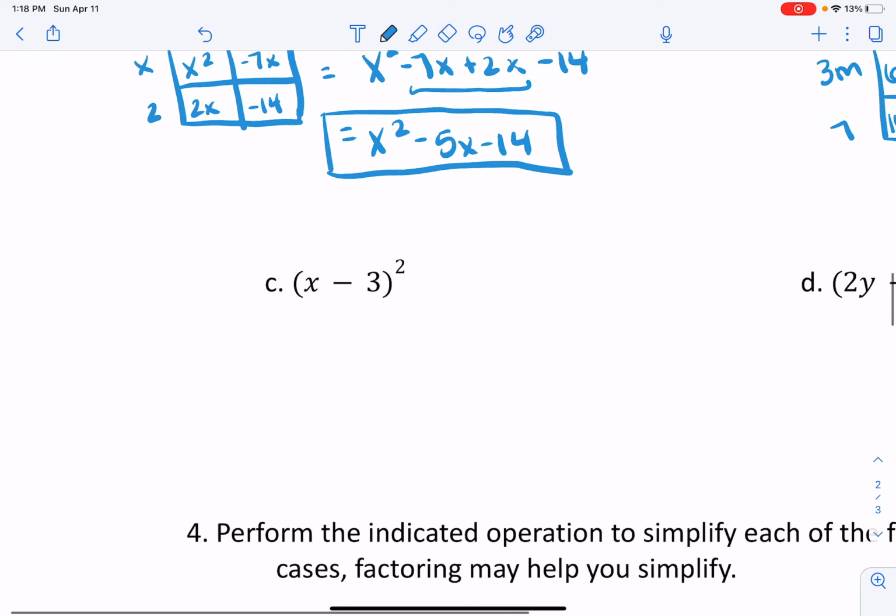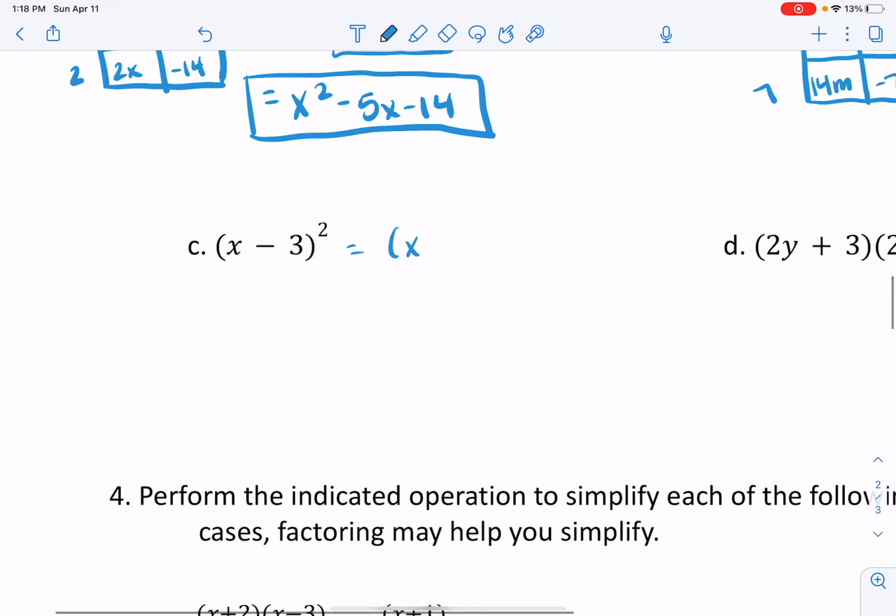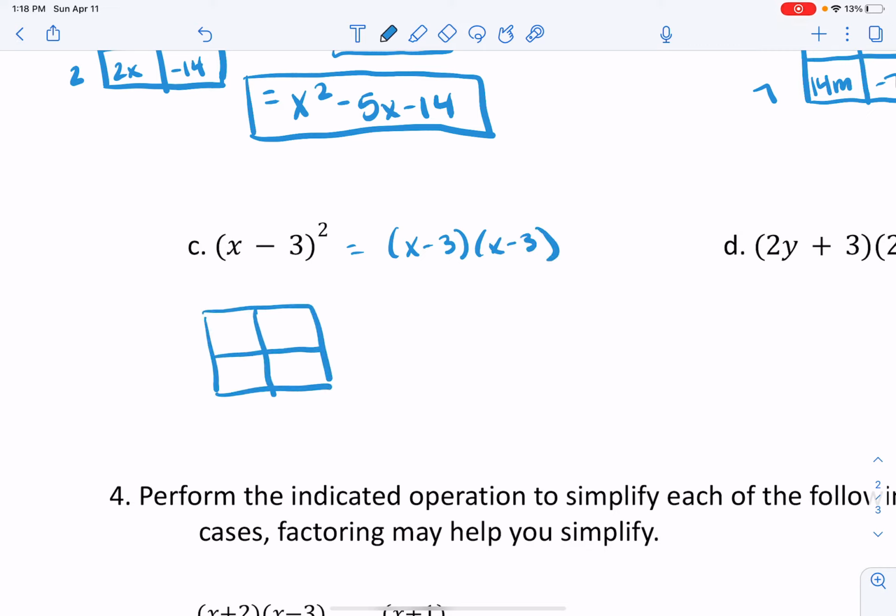Okay, remember x minus 3 squared, that's the same thing as x minus 3 times x minus 3. So I will make my box. So that's x squared minus 3x plus 9. Writing it out, x squared minus 3x plus 9. Put our like terms together.